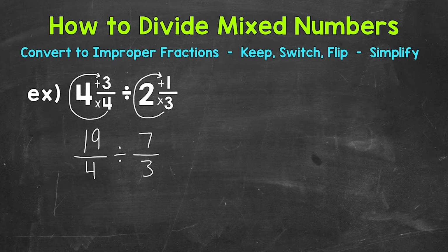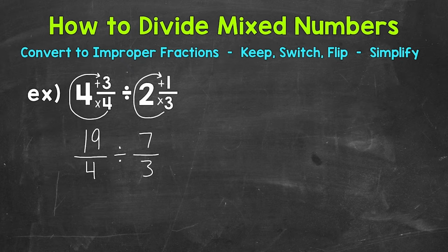So we're not changing the value of the problem at all when we convert to improper fractions. Mixed numbers and improper fractions are equivalent, they're just in different forms. Now again, we're converting to improper fractions, so we just have a numerator and a denominator, and then we can go through our steps for dividing these fractions, which we're going to use keep, switch, flip, also known as keep, change, flip. No matter how you think of it, they mean the same thing. I know there's different words out there for these steps, but in the end, they all mean the same thing.